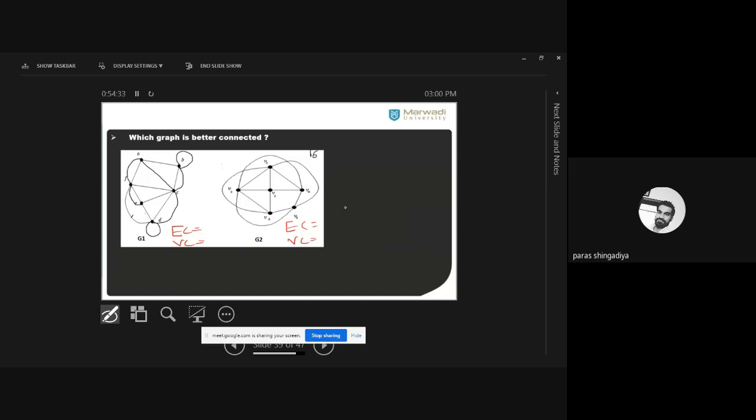All of you check it, both answers, okay? Vertex as well as edge connectivity for both graphs. It's easy, not difficult. You just have to observe the graph and start removing vertices, and check the minimum number needed to make the graph disconnected.